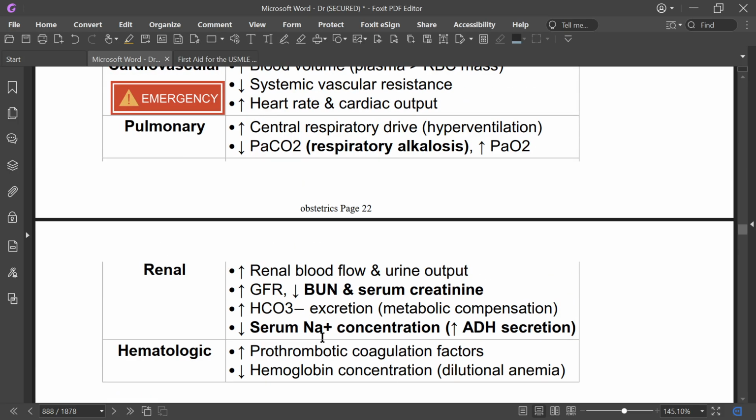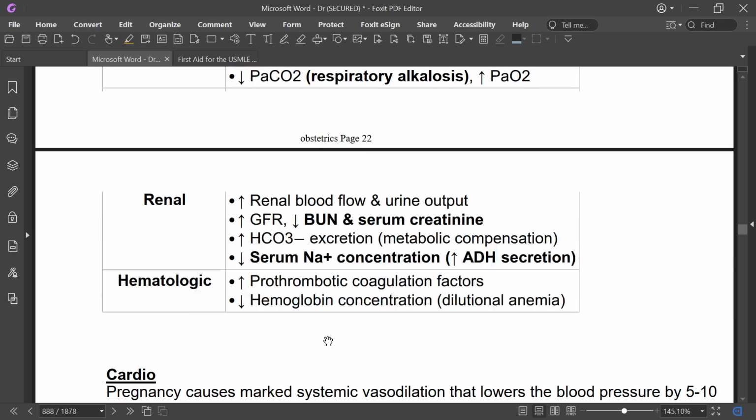In case of renal, there is increased renal blood flow and urine output, increased GFR, decreased BUN and serum creatinine, increased bicarbonate excretion, decreased serum osmolality, like increased ADH secretion. Hematologic: increased prothrombotic coagulation factors, and decreased hemoglobin concentration.